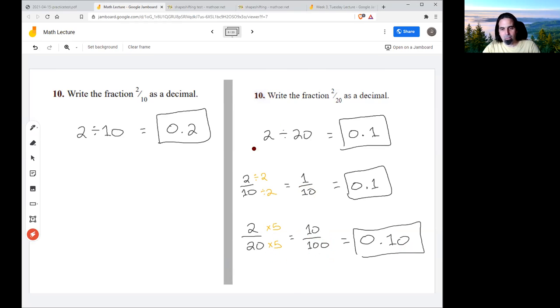So yeah, this is good. This is fast. This always works. You don't have to be clever and notice how to make the denominator a tenth or a hundredth or something like that, even if you can. Just do top divided by bottom. Fast, easy, good.